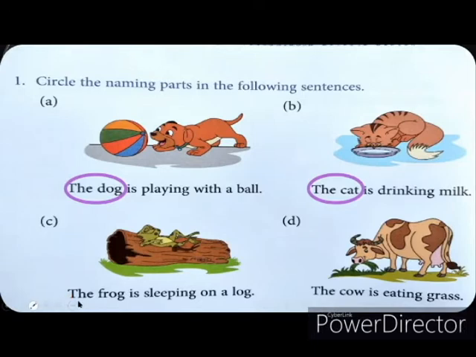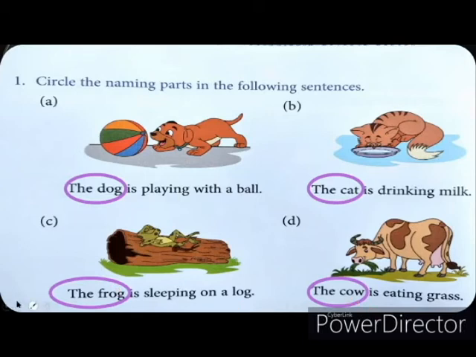The next sentence is, the frog is sleeping on a log. Who is sleeping on a log? The frog, right? So the naming part is the frog. The last question in this session is, the cow is eating grass. Who is eating grass? The cow, right? So I'm going to circle the cow. So in these sentences, the dog, the cat, the frog, and the cow are the naming words.